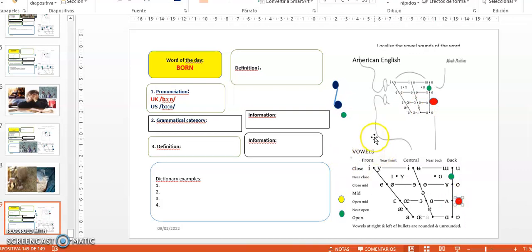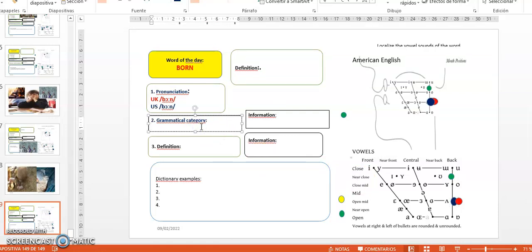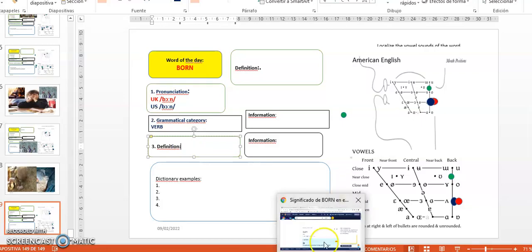British pronunciation. Remember, the green circles present the Spanish phonology. The blue circles present the American pronunciation. All right, now you have to practice the pronunciation. Practice constantly, keep speaking. The grammatical category for this word is a verb. Look for the definition, please. Go back to the Cambridge Dictionary to get the information for a definition.